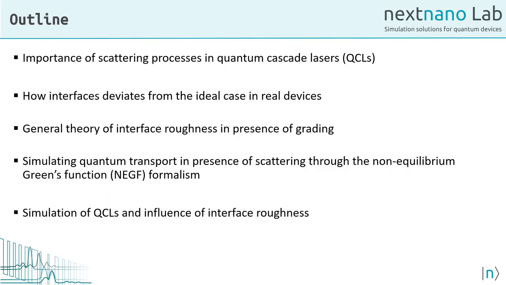So first I want to give the outline. I will first remind the importance of scattering processes in quantum cascade lasers. I will then show how interfaces deviate from the ideal case in real devices. I will then present the general theory of interface roughness we have developed in the presence of grading. And I will then introduce the simulation of quantum transport using the formalism of non-equilibrium Green's functions, NEGF. And finally, I will show the influence of interface roughness in the simulation of QCLs.